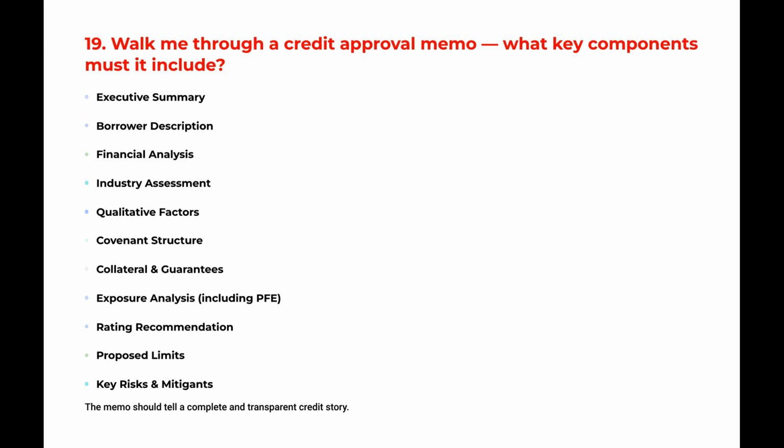Walk me through a credit approval memo. What key components must it include? A strong memo includes executive summary, borrower description, financial analysis, industry assessment, qualitative factors, covenant structure, collateral and guarantees, exposure analysis, including PFE, rating recommendation, proposed limits, key risks and mitigants. The memo should tell a complete and transparent credit story.